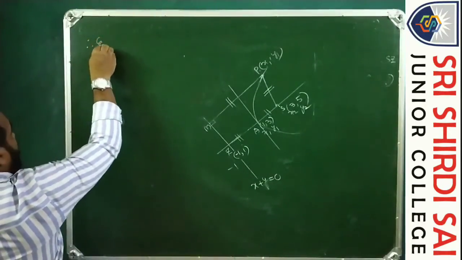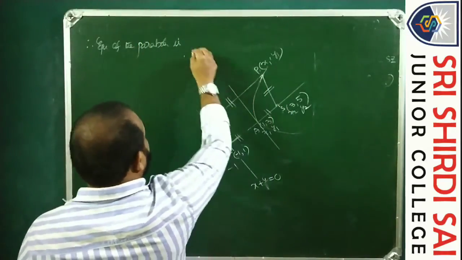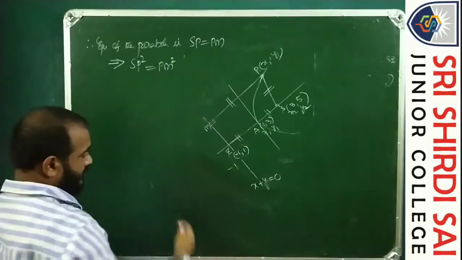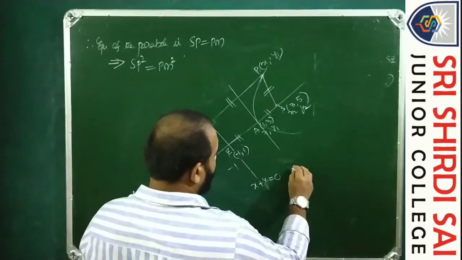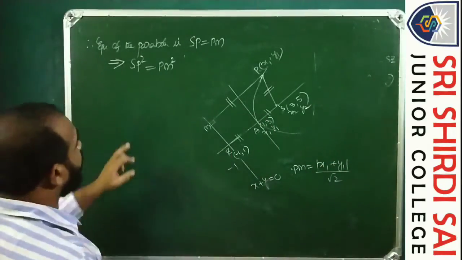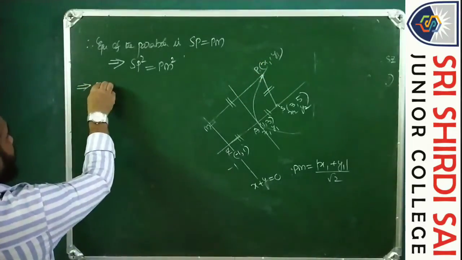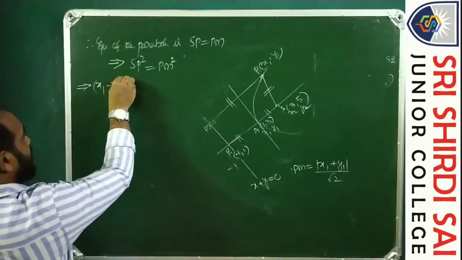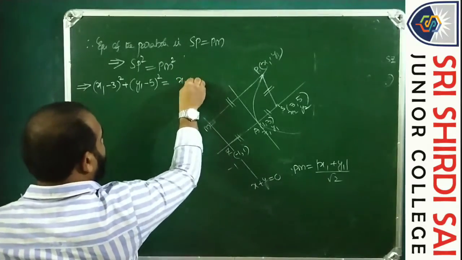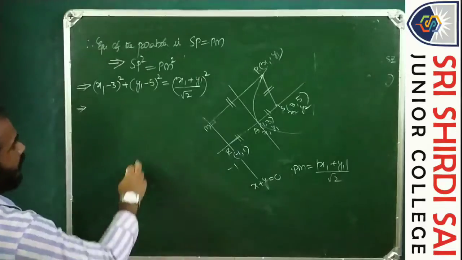Therefore, the equation of the parabola is SP equals PM. That means SP square is equal to PM square. So PM we got is (x1 plus y1) by root 2. SP square is the distance formula, but if I square, the root will be eliminated. So this is (x1 minus 3) whole square plus (y1 minus 5) whole square is equal to PM square, (x1 plus y1) by root 2 whole square. Root 2 whole square is 2.